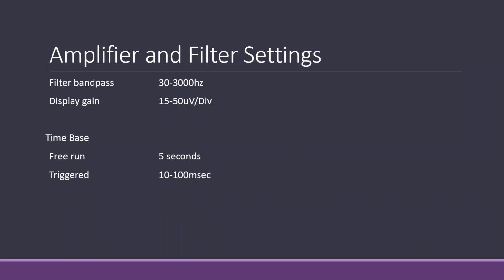For example, free run EMG is probably best monitored at about a 5-second time base. This is very similar to EEG for those familiar with EEG, and allows you to see a more complete picture of the EMG firing and still give you time to store it before it disappears. In triggered EMG, since we're looking for time-locked responses, we use shorter time bases like 10 to 100 milliseconds.